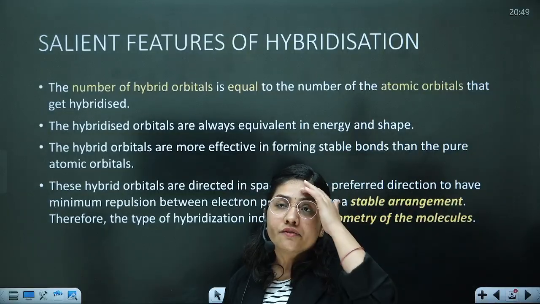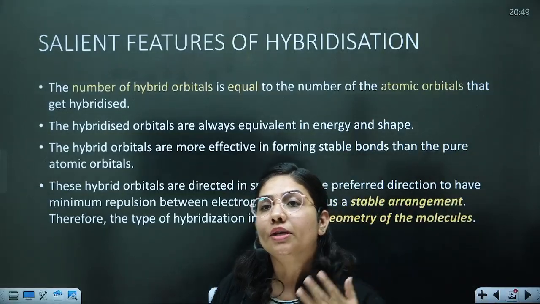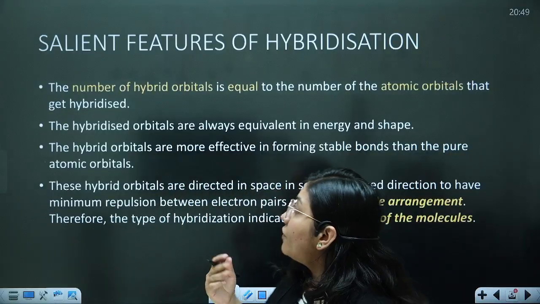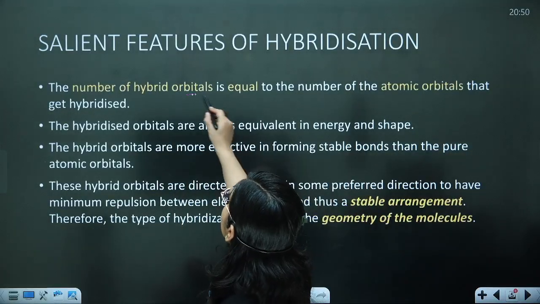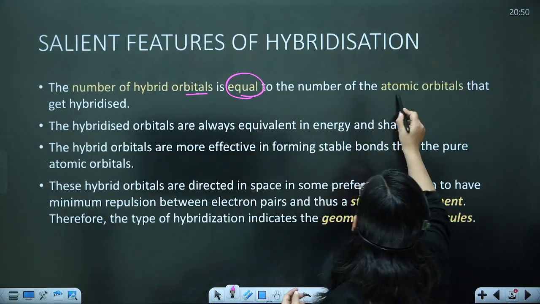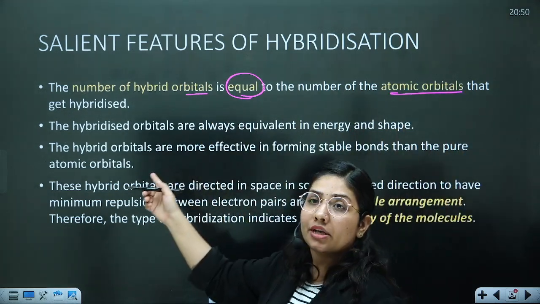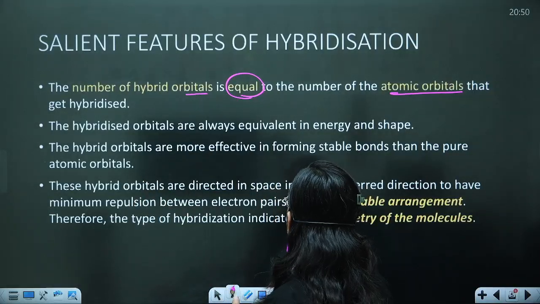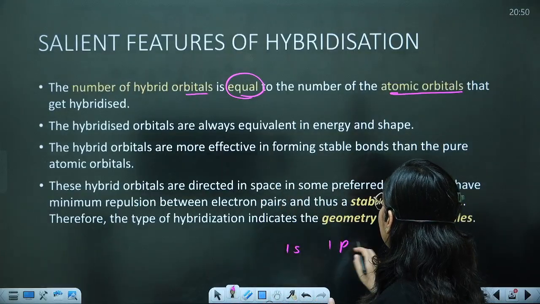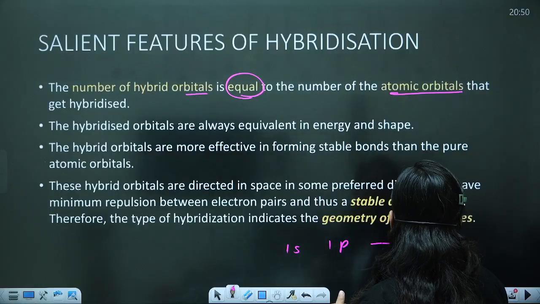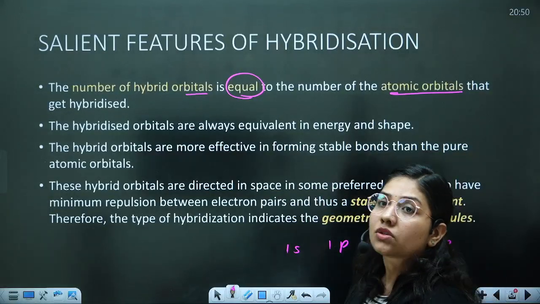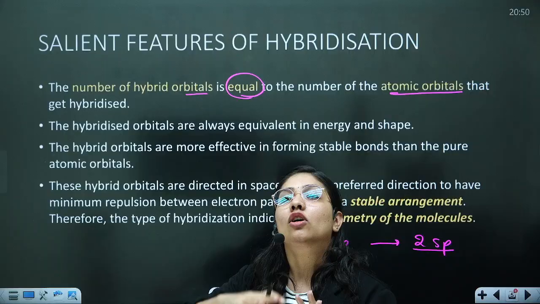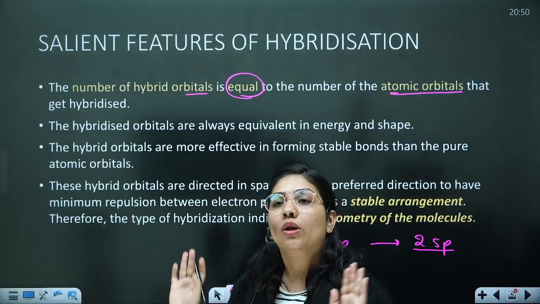Yes, there are some features of hybridization which we must keep in mind while we are going through this topic. The first is that the number of hybrid orbitals is equal to the number of atomic orbitals that get hybridized. We have also studied this earlier, that if one s and one p are coming, then there will be 2 sp hybrid orbitals. So the number of orbitals participating and the number of hybrid orbitals obtained will be equal.